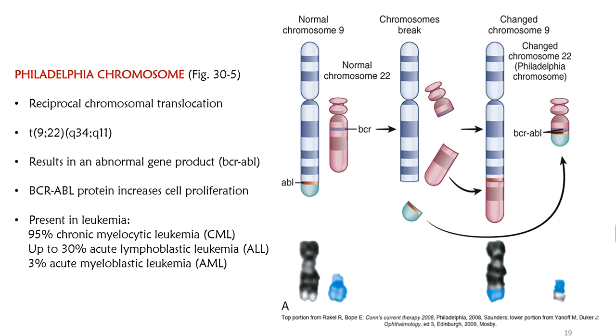And what happens in Philadelphia chromosome is, why is it common and important to know about it? Because it is present in almost most of the cases of chronic myelocytic leukemia. So from that they came to know that if you suspect CML in a person, you get them tested for this translocation. If the translocation is present, that means the person is going to develop CML. Okay, that is how its importance has increased. But you can see over here how the portions have got exchanged.